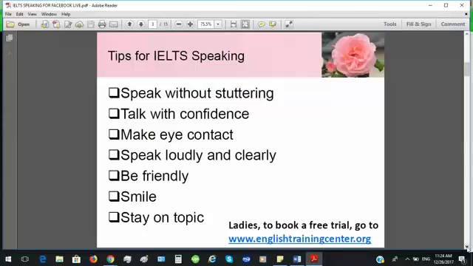Make sure you speak without stuttering, and you can avoid stuttering by practicing. You can practice by talking to yourself. And I used to do that when I was learning Spanish. I would just walk around the house just speaking Spanish as if I was talking to another person. But of course, it's best to speak to a native speaker.